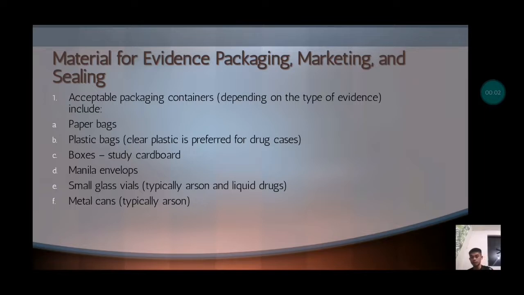So next is materials for evidence packaging, marking, and sealing. Number 1, acceptable packaging containers, depending on the type of evidence, include: A, paper bags; B, plastic bags, and clear plastic is preferred, for drug cases; C, boxes, the standard cardboard; D, manila envelopes; E, small glass vials, typically for arson and liquid drugs; and F, metal cans, typically for arson.